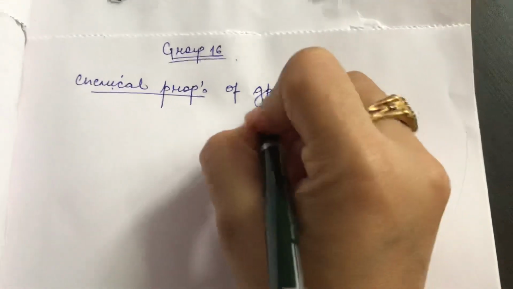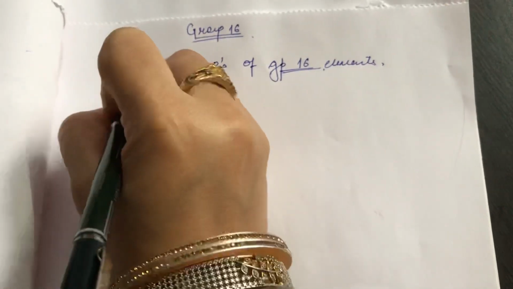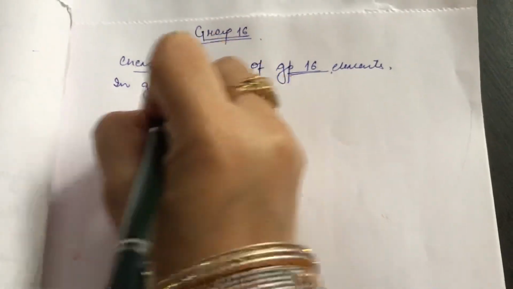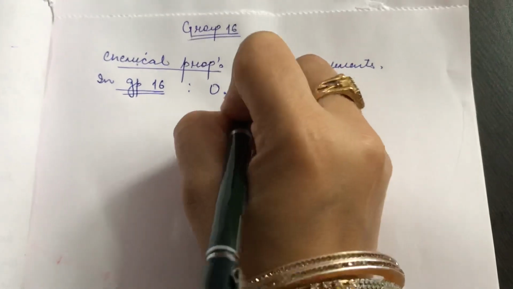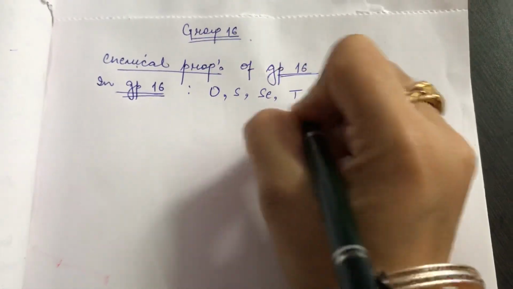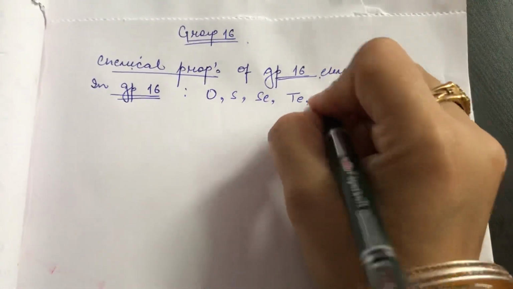So what are group 16 elements? In group 16 there is oxygen, sulfur, selenium, tellurium and polonium.